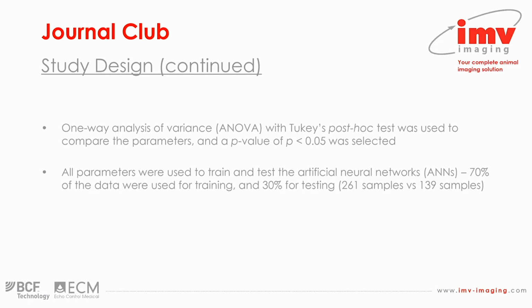All of the parameters were then fed into the machine learning algorithm, which was an artificial neural network. 70% of the data was used for training the algorithm, and then 30% for the test data set. So that corresponds to 261 samples versus 139.